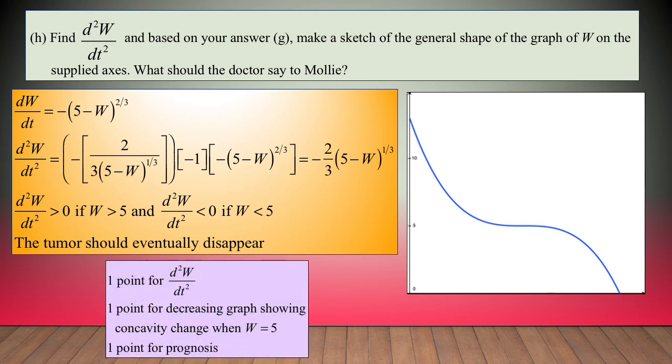4 points for this problem. 1 point for finding the second derivative of w with respect to t, 1 point for a decreasing graph showing concavity change when w is equal to 5, and 1 point for the prognosis.